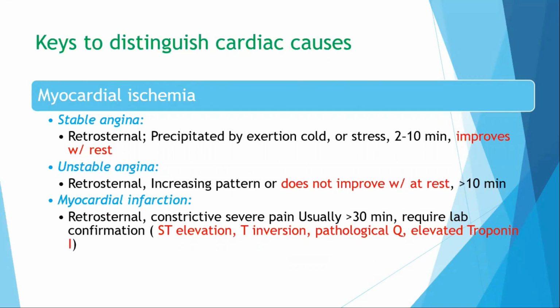The myocardial ischemia, which includes stable angina, unstable angina, and myocardial infarction. Stable angina: pain is retrosternal and precipitated by exertion or cold or stress. Its duration is 2 to 10 minutes and improves with rest. Unstable angina is also retrosternal, with an increasing pattern or does not improve at rest, and duration is more than 10 minutes. Myocardial infarction is also retrosternal, constrictive severe pain, usually more than 30 minutes, and requires lab confirmation like ECG change or raised troponin I.